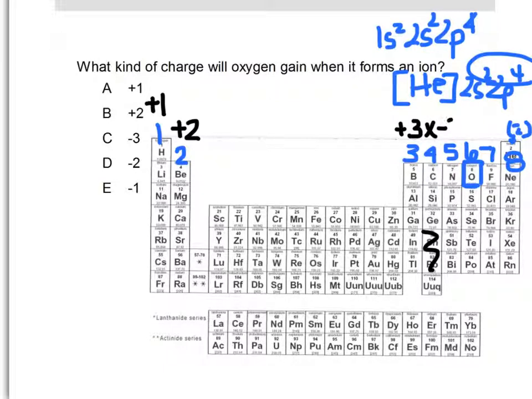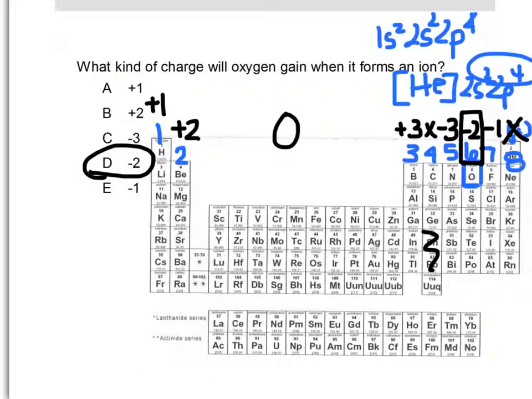These are going to tend to gain 3, a -3 charge for 3 extra electrons, gain 2, gain 1, and these are going to tend to not form ions. So oxygen is in column 6. The easiest way to get to 8 is that it's going to gain 2 electrons. That means it's going to tend to form a -2 charge. So it would be O, -2.